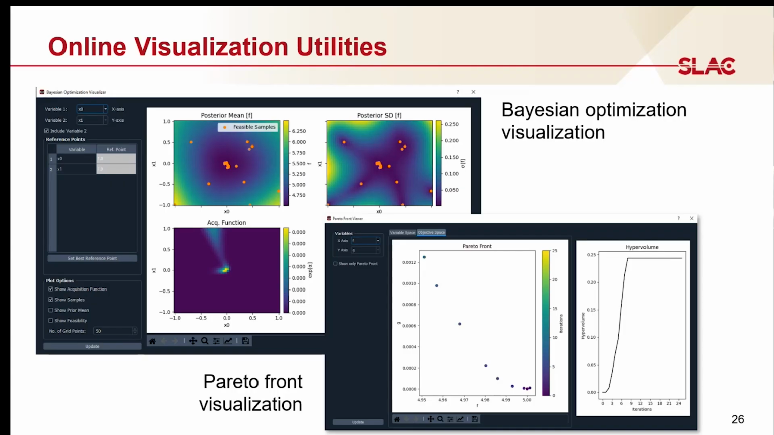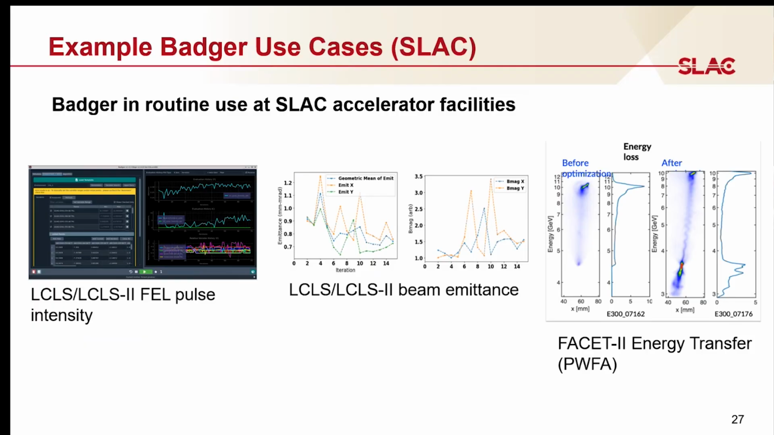For multi-objective optimization, we do online Pareto front visualization and hypervolume computation so that users can determine when the hypervolume has converged. And that's a moniker that they found their correct Pareto front. And so as a result of all of this development into the graphical user interface, operators are routinely using Badger to solve optimization problems at SLAC with a variety of different optimization algorithms provided in Xopt.